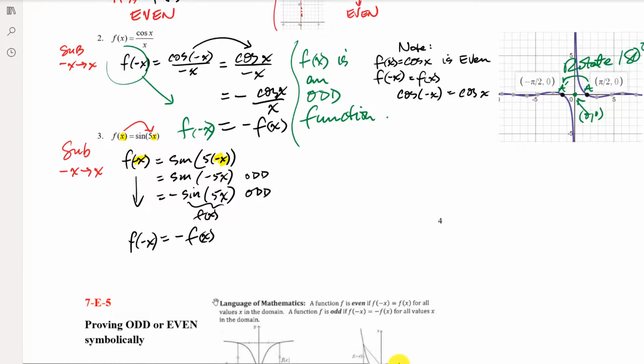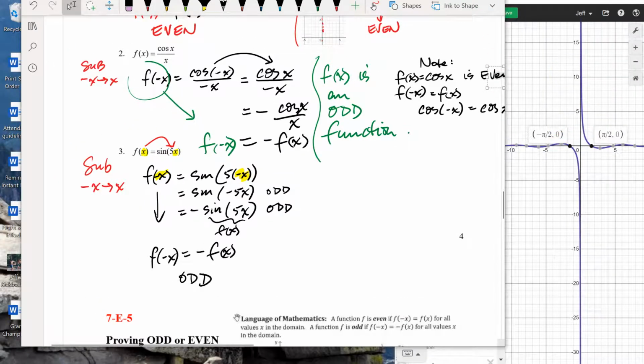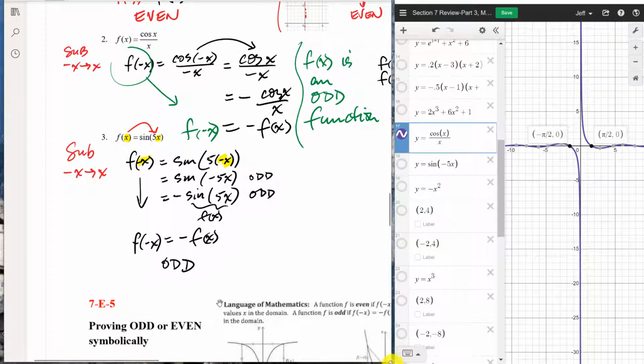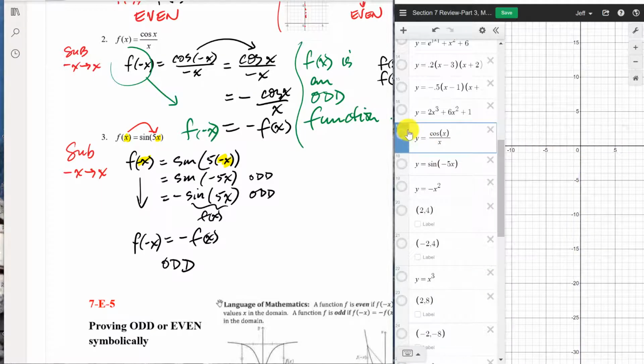Okay, so this must be odd. So let's grab the function in Desmos and, whoops, what happened here? Give me a second here, guys. Okay, so deselect the previous one. Make sure you save your work all the time. All right, so we got to do this one here.